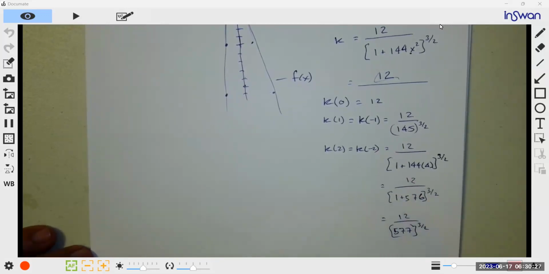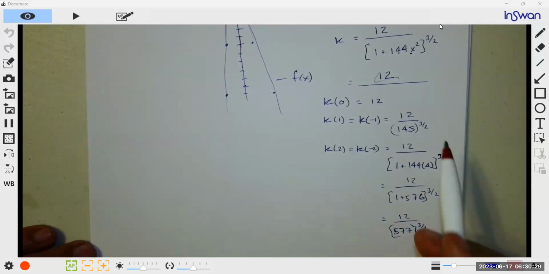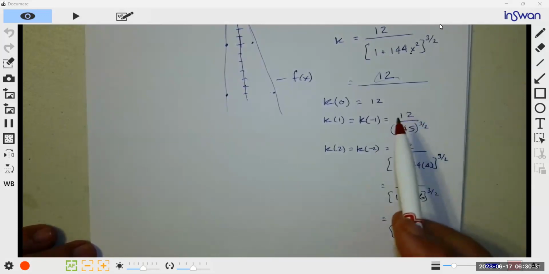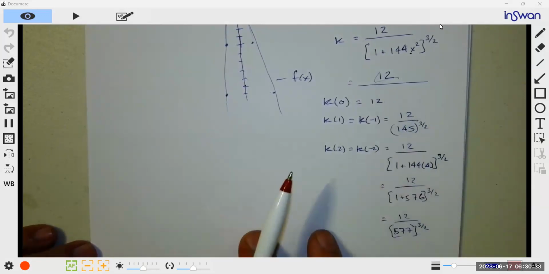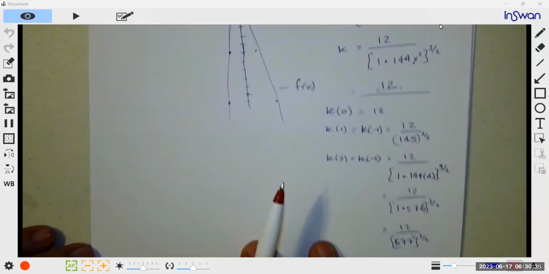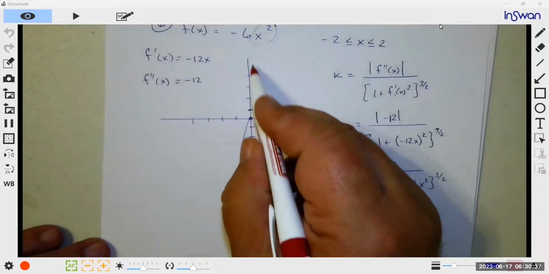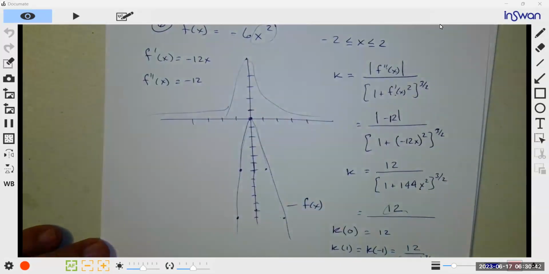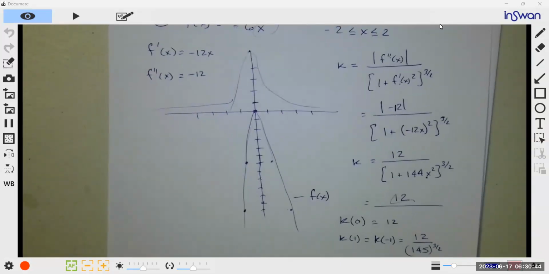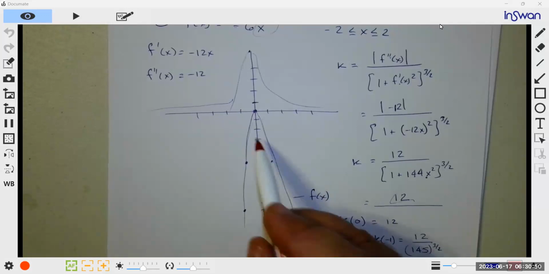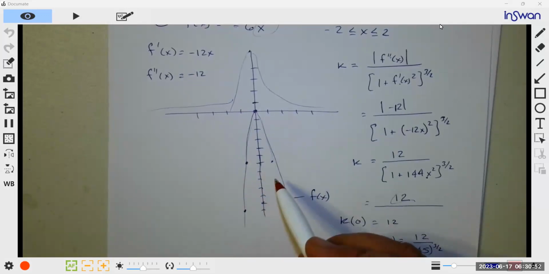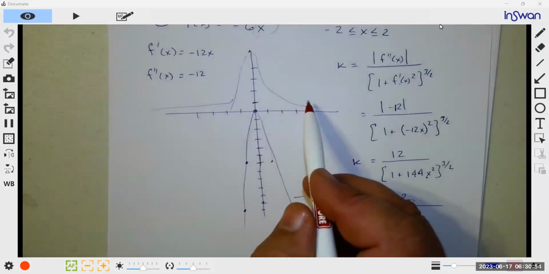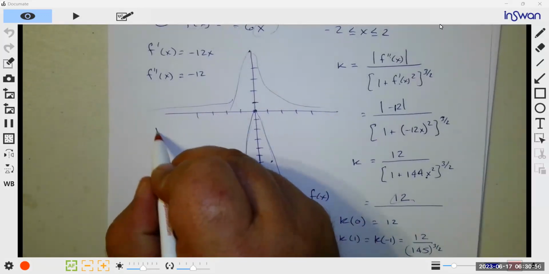So it starts off at 12 and it goes down. Yeah, so our parabola is down and our curvature is up, so it's D.